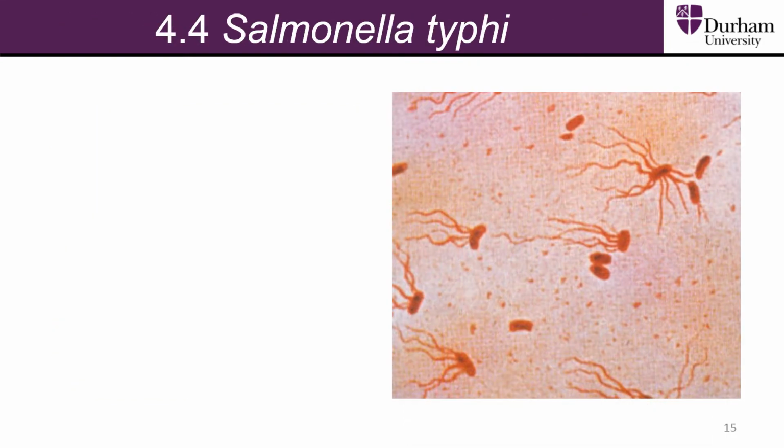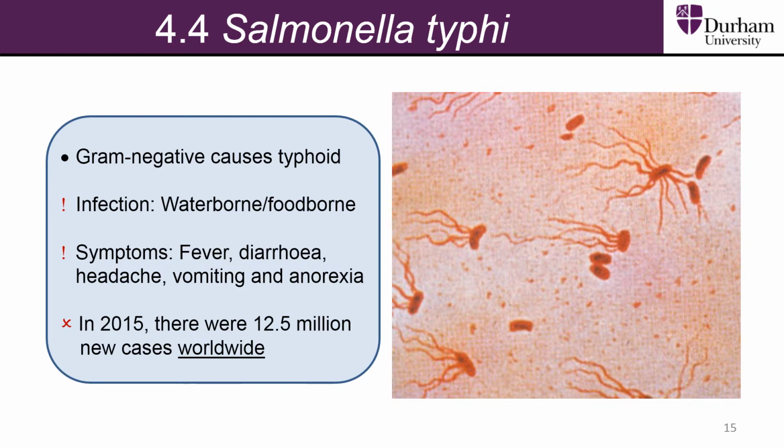Another well-known bacteria is Salmonella typhi, which causes typhoid fever. It is a waterborne or foodborne bacterial infection whose symptoms include fever, diarrhea, headache, vomiting, and anorexia. This disease is most common in India, and in 2015, 12.5 million new cases were found worldwide.